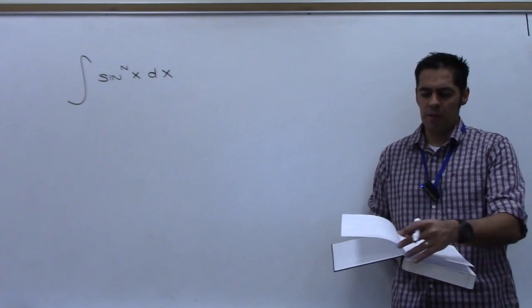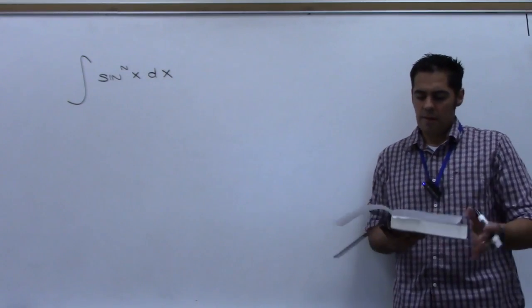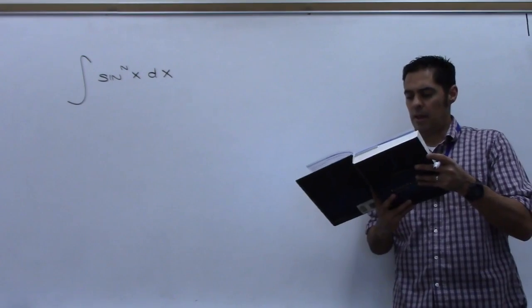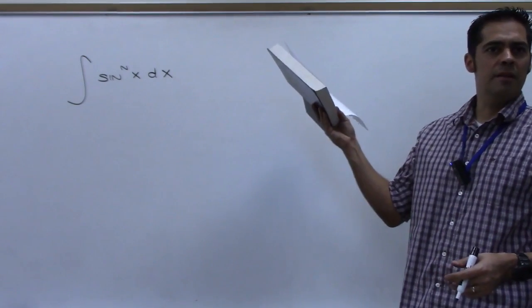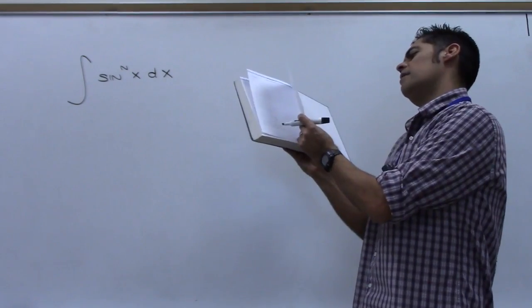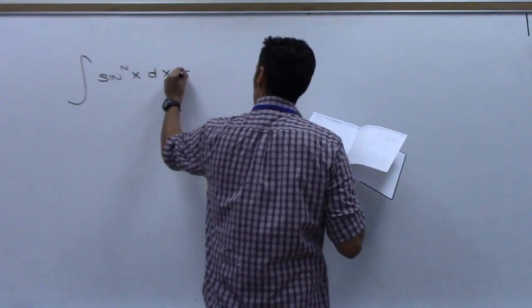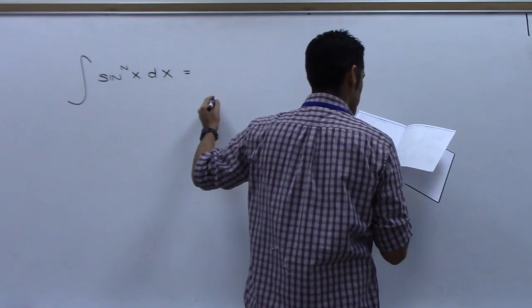If you still have all these formula sheets, there is actually a formula on reference page 9. It's formula number 73, and there's 120 formulas in this book. Here's what the formula says. I'll write it down here for you.